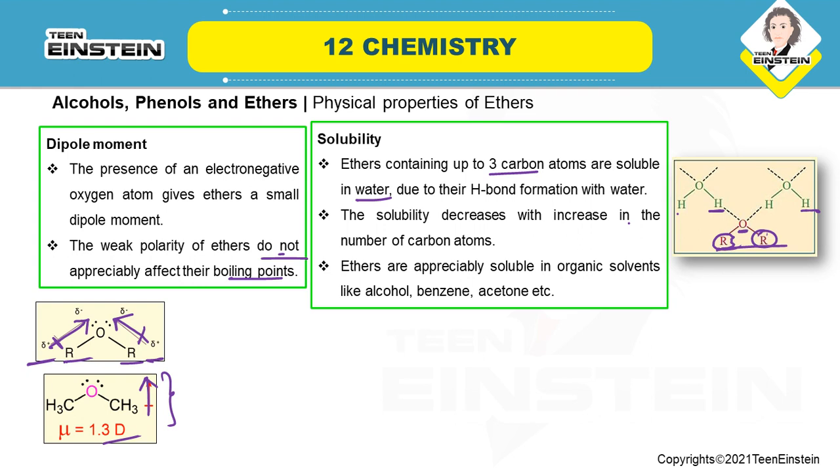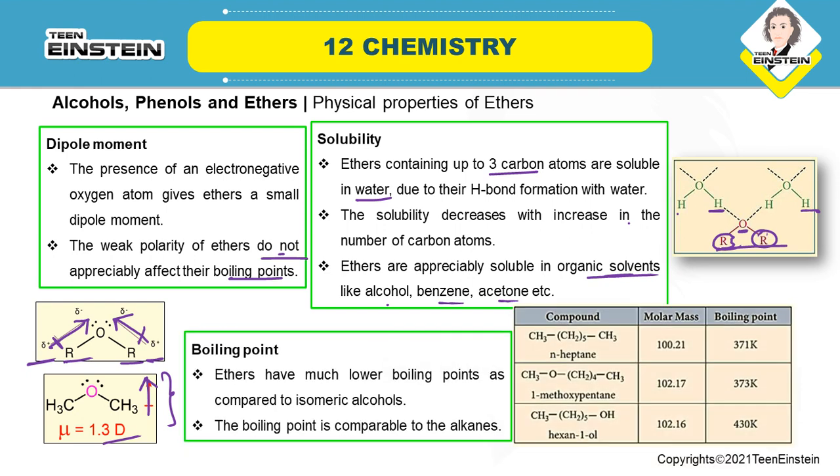Ethers are appreciably soluble in organic solvents. So except water, if you consider solubility in other solvents, that is in some organic solvents like alcohol, benzene, acetone, they are appreciably soluble. Boiling point, which is basically related to the dipole moment.